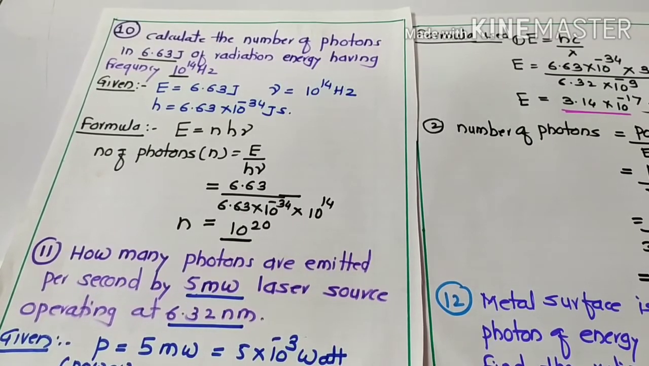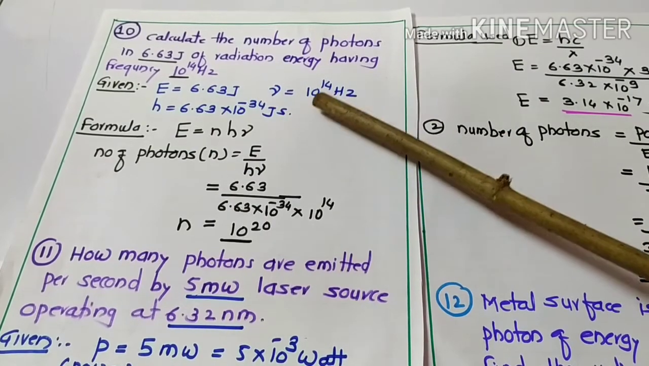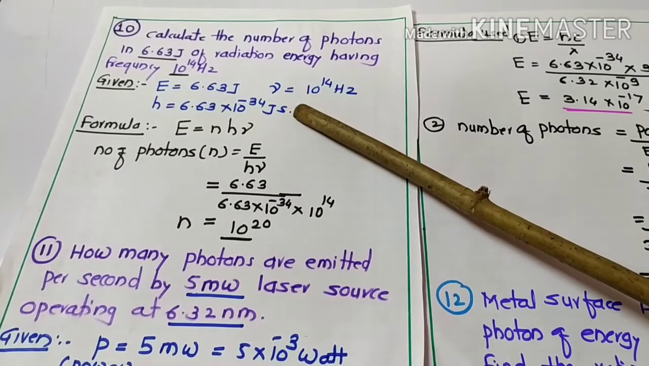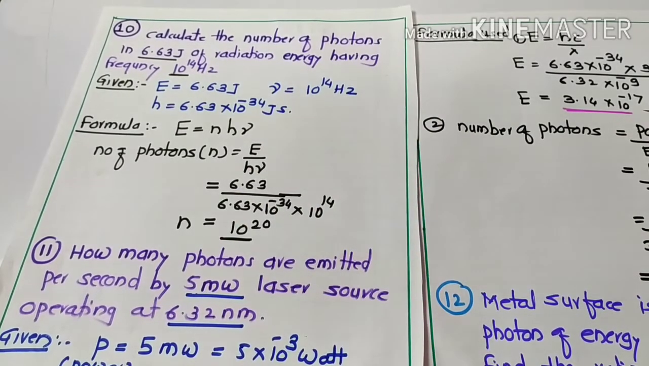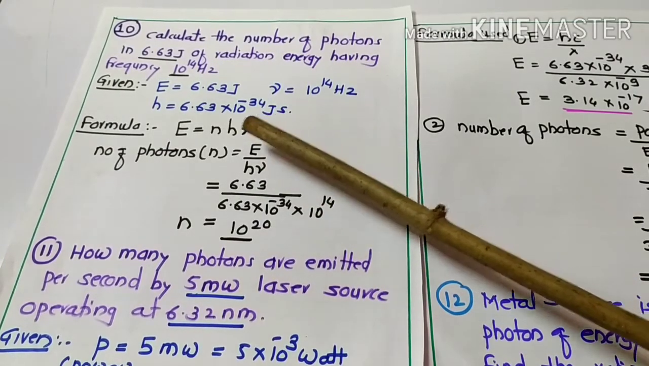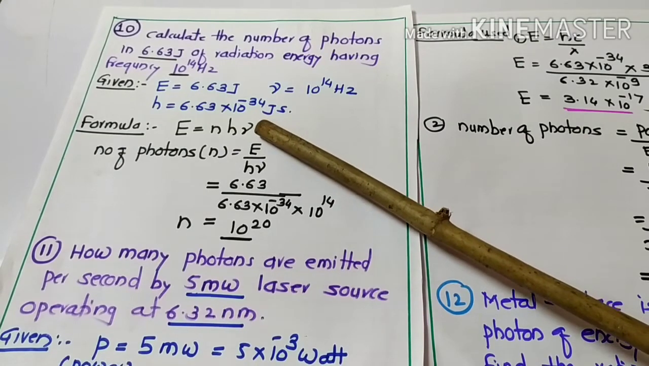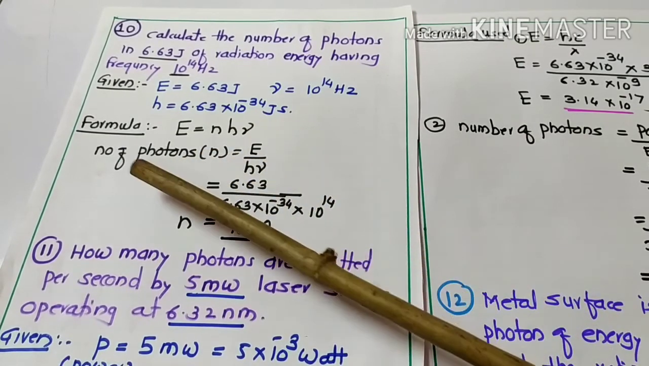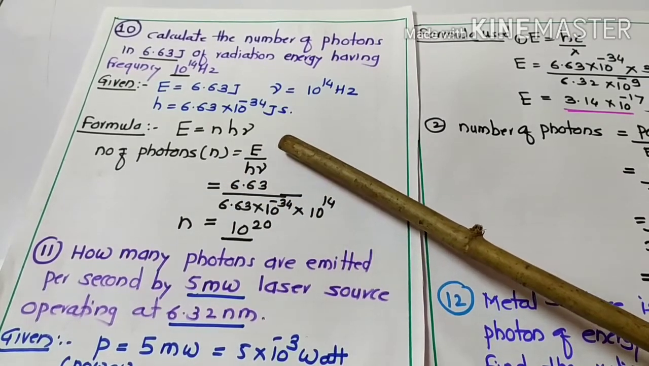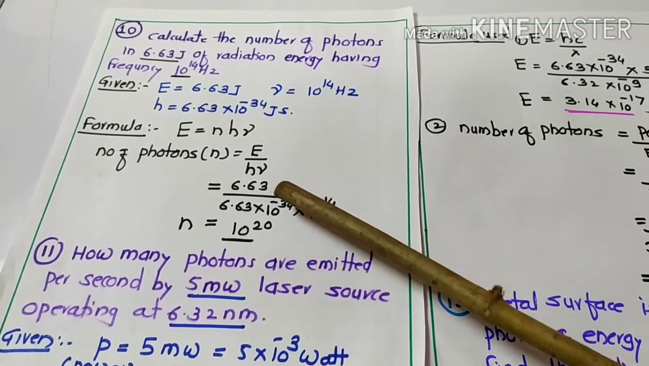Here E is the energy of the light, 6.63 joule. Then nu is equal to 10 raised to 14 hertz. Then h is Planck's constant, 6.63 into 10 raised to minus 34 joule second. We have the formula E is equal to h nu. More precisely, E is equal to n, the number of photons, into h nu, the energy of the photon. So the number of photons n is equal to E divided by h nu. E is the energy of the light, h nu is the energy of the photon.